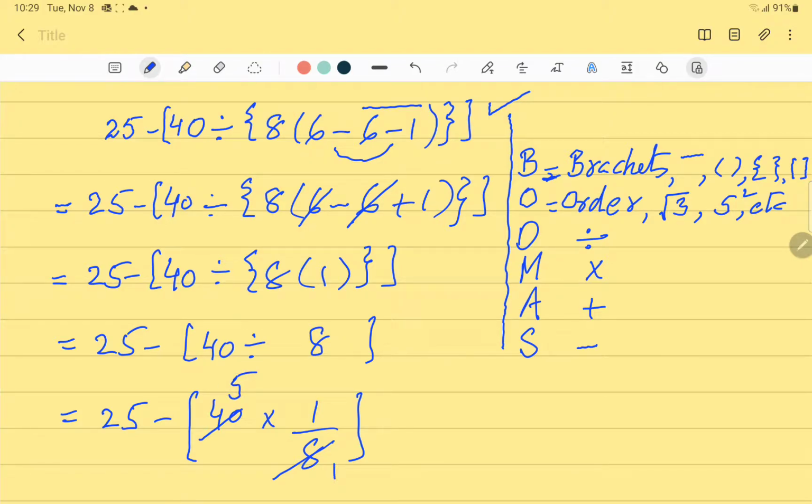8 ones are 8, 8 fives are 40, equals 25 minus 5, which is equal to 20, and this is our answer to this question.